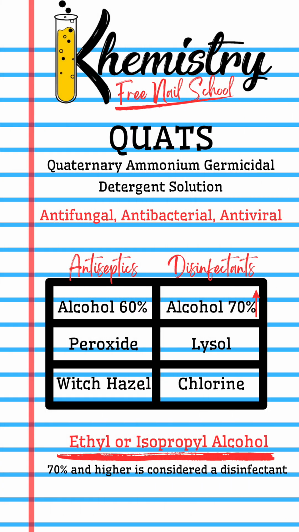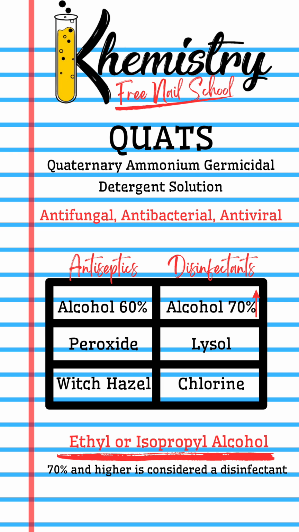So lastly, we're going to talk about quats. Now, what are quats? Quats are quaternary ammonium germicidal detergent solutions, okay? They are sold as disinfectants. They are antifungal, antibacterial, and antiviral, but they are typically not sporicidal or tuberculocidal. They are recommended for the use of environmental sanitation of non-critical surfaces such as floors, furniture, and walls. The newer quaternary ammonium disinfectant cleaners are proven against HIV and hepatitis B virus and are recommended for disinfection of all non-porous implements and surfaces.